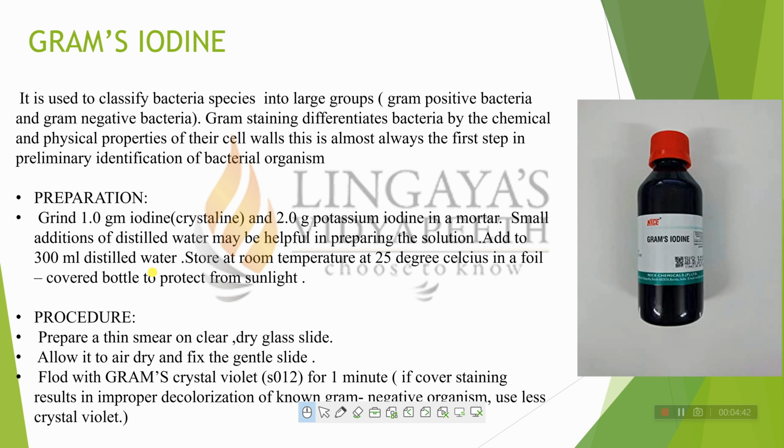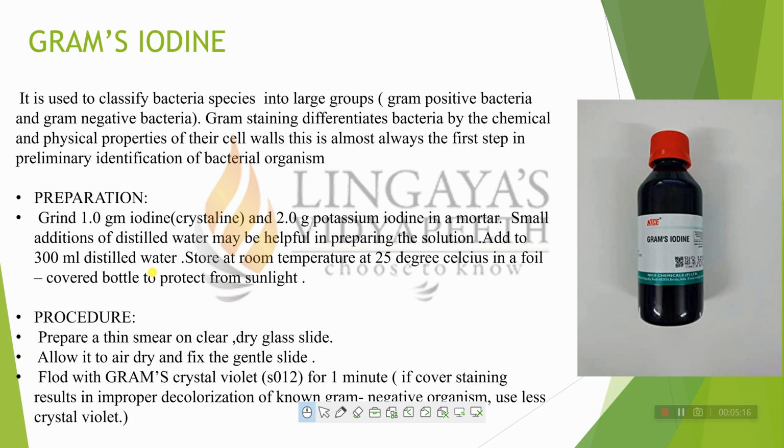The basic difference between gram positive and gram negative bacteria is based on the properties of their cell wall. On the basis of this, what is the function of Gram's iodine in the gram staining? Gram's iodine helps in the retention of the primary stain. It acts as a mordant in the gram staining by helping in the retention of the primary stain well.